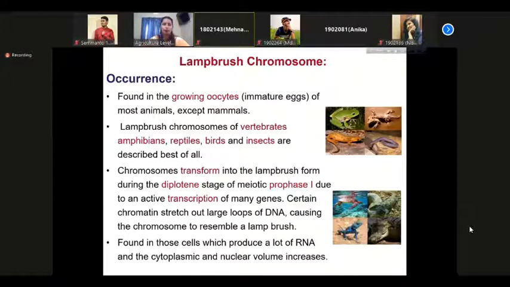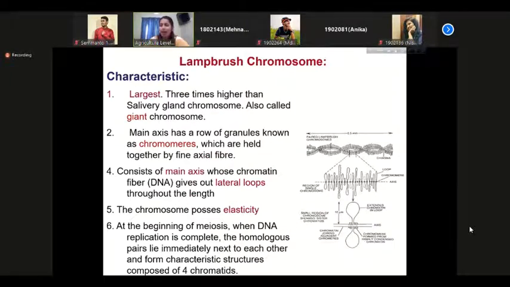So the characteristic, as I told you, is that it is large, larger than the salivary gland chromosome. We will talk about the salivary gland chromosome in the next topics. The salivary gland chromosome is also a giant chromosome, also a special type of chromosome. But the lampbrush is bigger than the salivary gland chromosome.